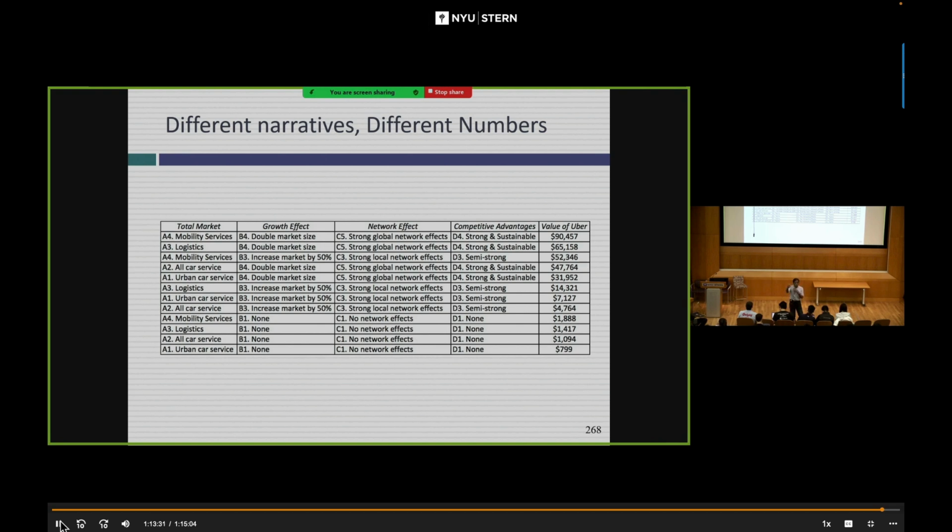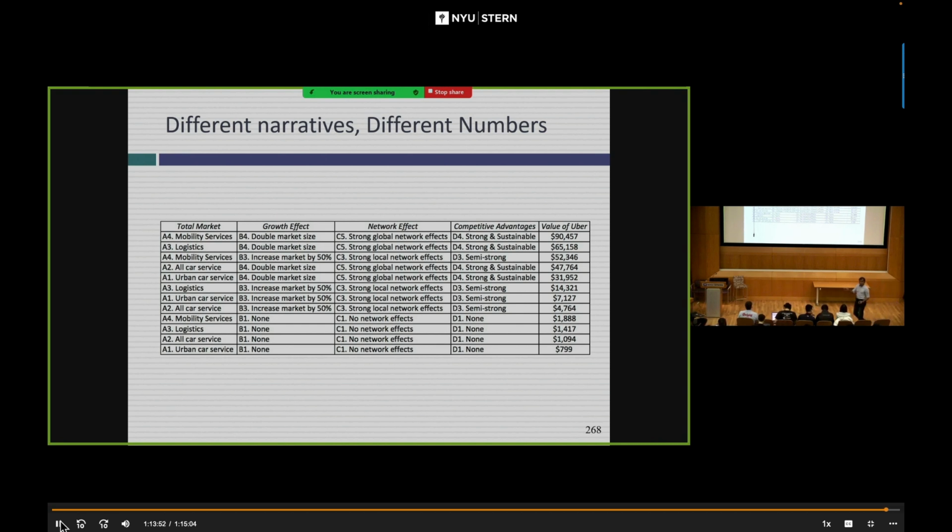Strong competitive, weak competitive, local networking benefits, global networking benefits. And the post was written in a way that when you made your picks at the end, I could come back and say, given what you pick, the value for your company is. And take a look at the last column. You could end up with a value less than $1 billion. You could end up with a value of $90 billion, depending on how you frame the story.